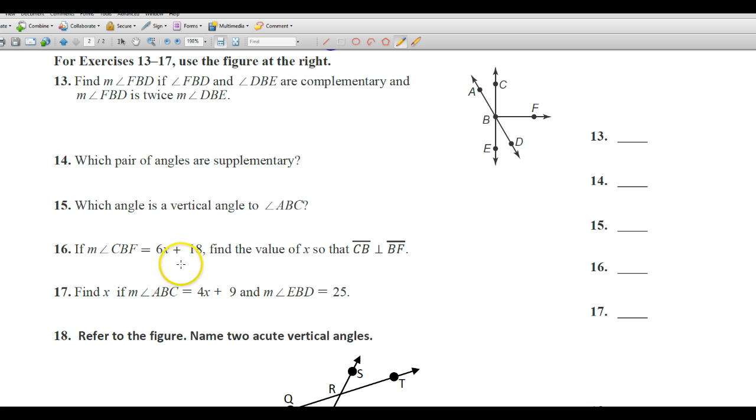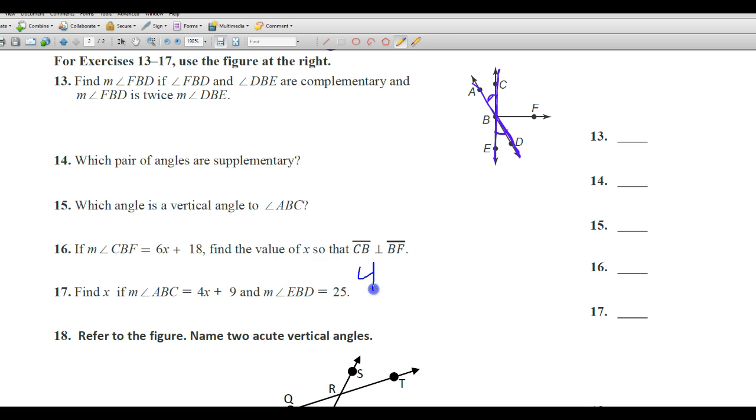Number 17, find x if ABC is 4x plus 9 and EBD is equal to 25. Earlier on number 15, we said that ABC and EBD are vertical angles. Once again, ABC is this angle, EBD is this angle. Vertical angles are always congruent. That's something that is always true. So if they're always congruent, then they have the same measure, which means that we can set them equal to each other and solve for x.